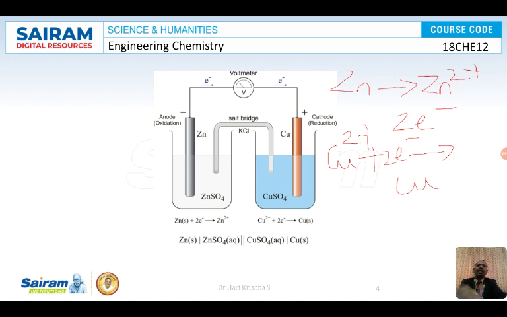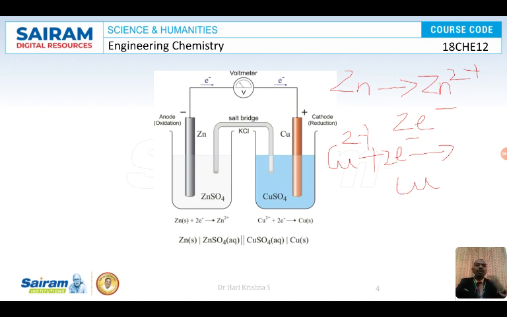So now, at zinc oxidation occurs and at copper reduction occurs. Zinc will donate 2 electrons to form Zn2+. These electrons will move towards the copper, and here in copper sulfate, copper in the form of Cu2+ and SO4 2-. This Cu2+ will accept the 2 electrons and get reduced to Cu.